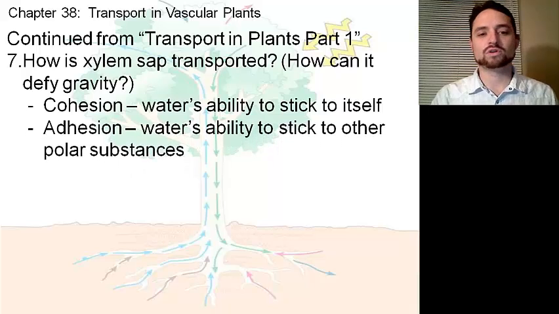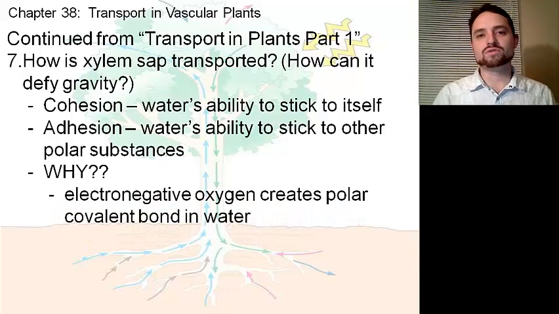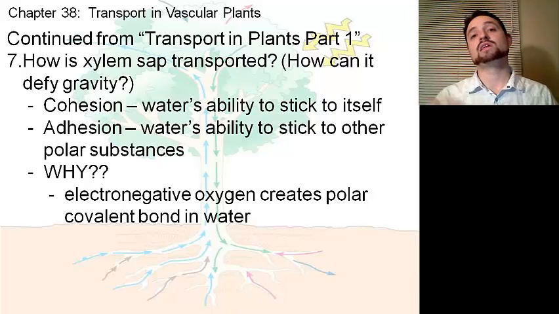The first is, of course, cohesion and adhesion. This is nothing new. You've talked about this since middle school. Cohesion is water's ability to stick to itself. Adhesion is water's ability to stick to other polar substances. The water molecule is polar, having a more electronegative oxygen, which creates that polar covalent bond in water. The oxygen is more negative because it's holding on to those electrons a little bit better. The hydrogens are more positive because they're letting go of their electrons more. So you get this water molecule that has a positive end and a negative end.